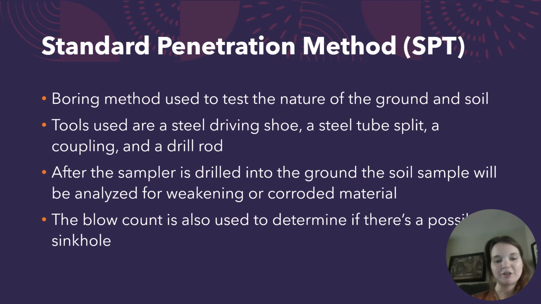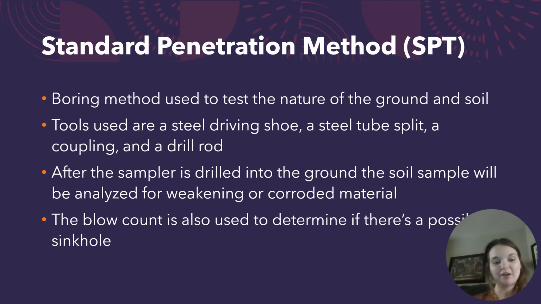The standard penetration method is a boring method used to test the nature of the ground and the soil. So typically you use a steel driving shoe, a steel split tube, a coupling, and a drill rod to be able to test the sample and get the sample. Once this sample is collected, it's typically tested in a lab, and this is a good indicator of finding a sinkhole because it'll typically indicate how eroded away or corrosive or acidic the ground is from the rainwater seepage.